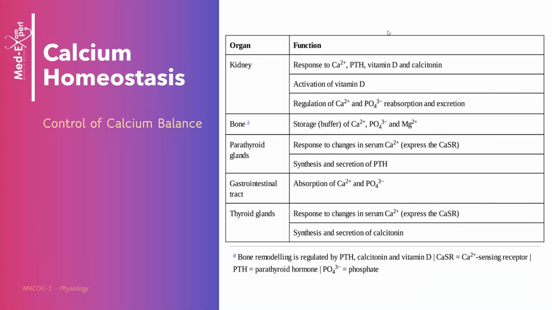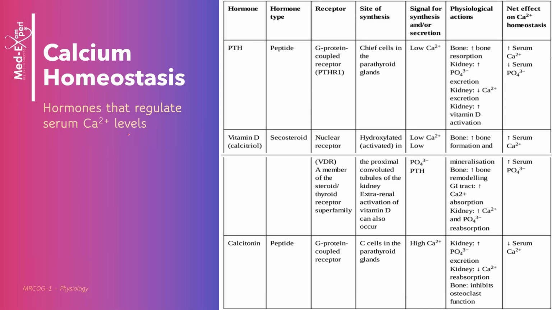So this table is a summarized table for all what we have mentioned, the role of the kidneys, bone, parathyroid, GIT, thyroid glands in the process of calcium balance. By the way, this table is from the Essential Revision Guide book. And also the second table shows a summary of the interaction between the different hormones, the parathyroid hormone, the vitamin D, and the calcitonin in the process of regulation of calcium level.